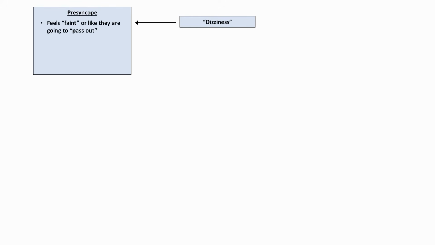pass out? The symptom of presyncope may be triggered by upright posture, certain situations like urination, a coughing fit, or emotional shock, or it can be spontaneous, and it can be associated with loss of consciousness.